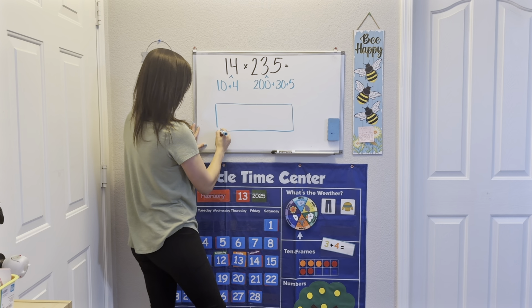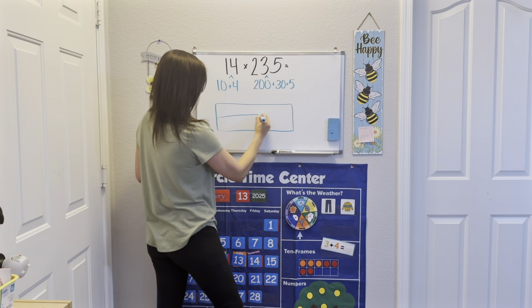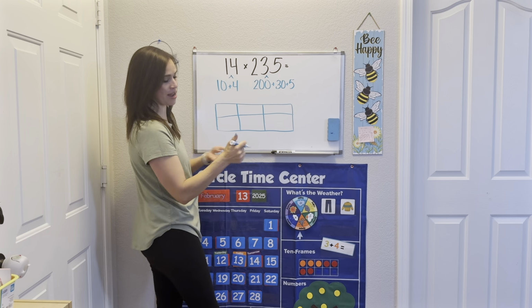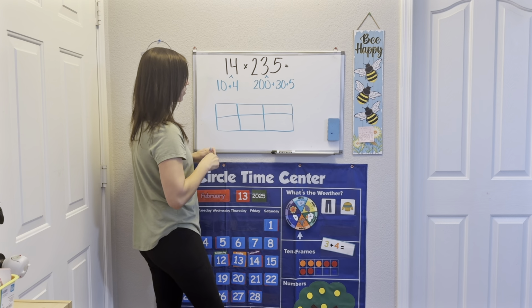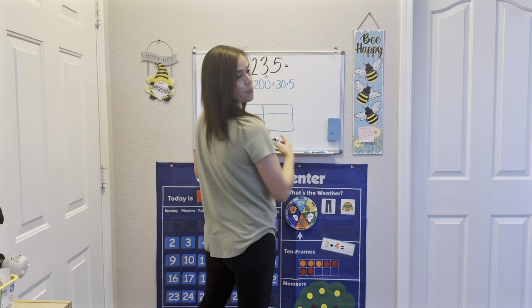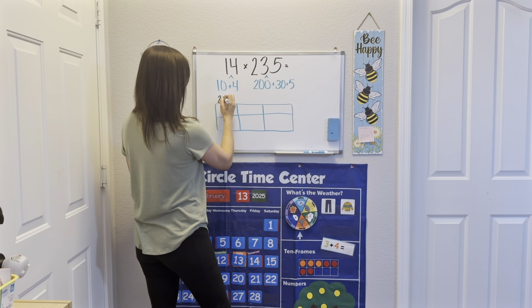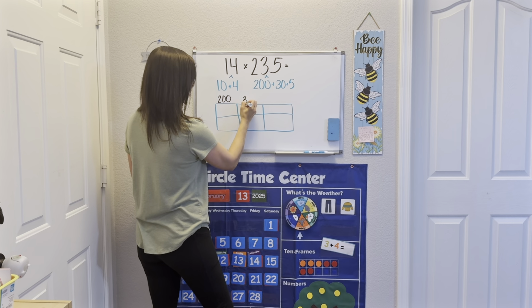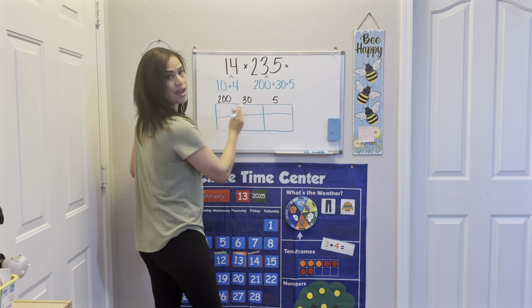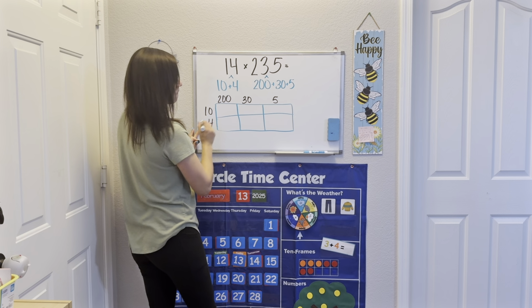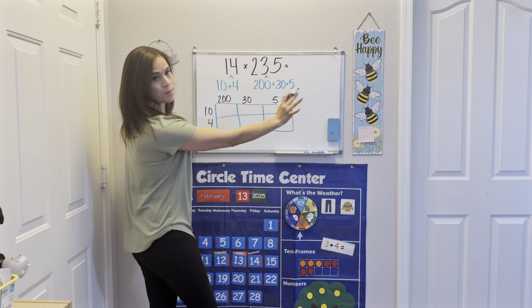Make it pretty big. I'm gonna make it small. Doesn't need to be perfect. Okay, now we're gonna plug in all of our numbers for our boxes. So we are going to do our big number on top with our 3 digits. So we have 235. And then on the side, we're gonna do our 10 and our 4 for our 14. From here, you're gonna multiply everything.